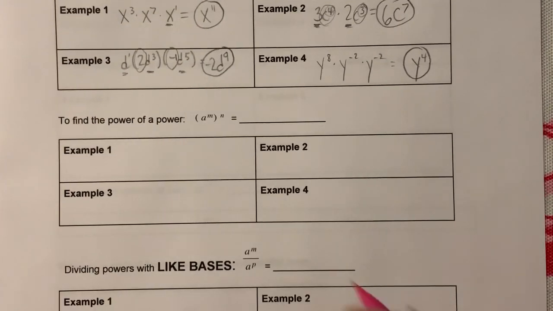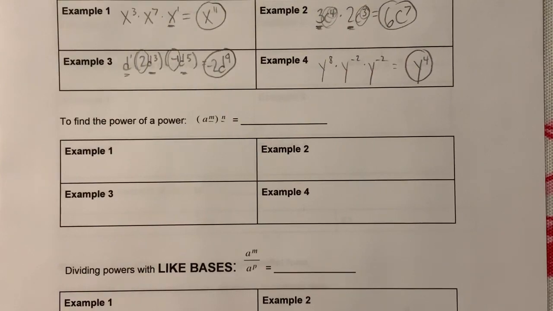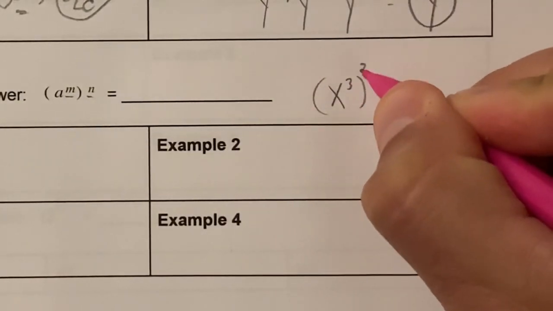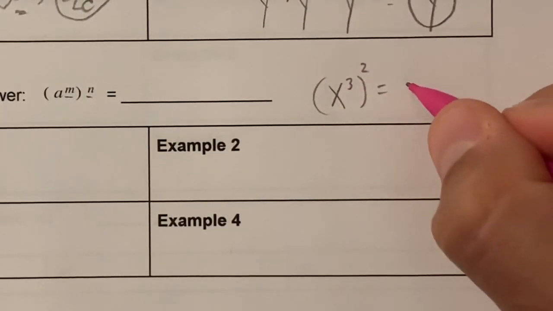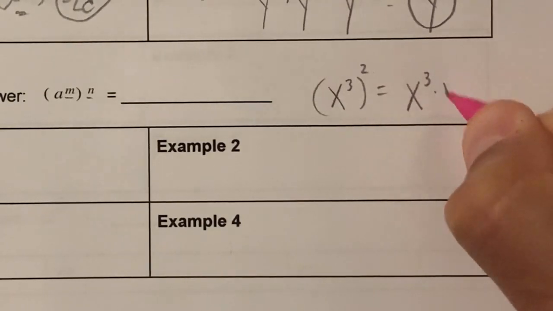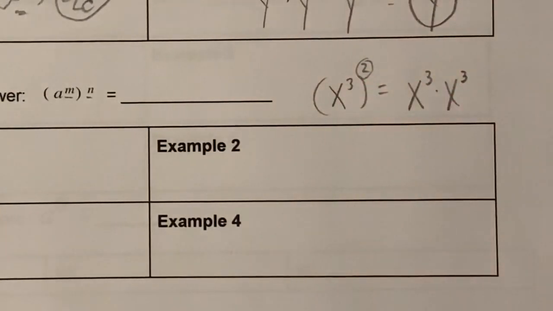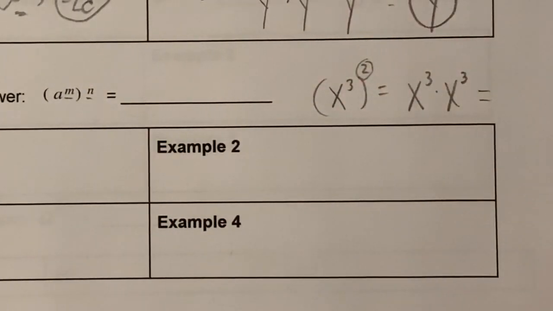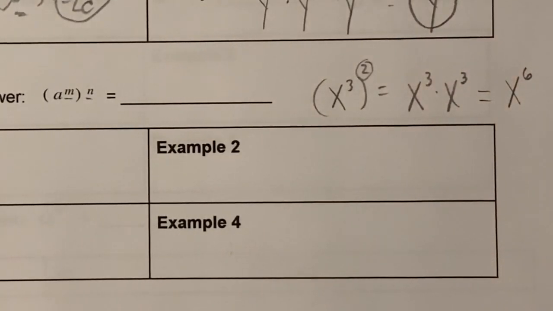My next property says I'm going to take a power and raise it to another power. So essentially, if I had x to the third as a quick example, and I'm going to raise that to the second, this is a power raised to another power. What this means is x to the third times x to the third. That means when you square something, that means to multiply it by itself. And now really just using property number 1, since I add these together, this is going to be x to the sixth because 3 plus 3 is 6.